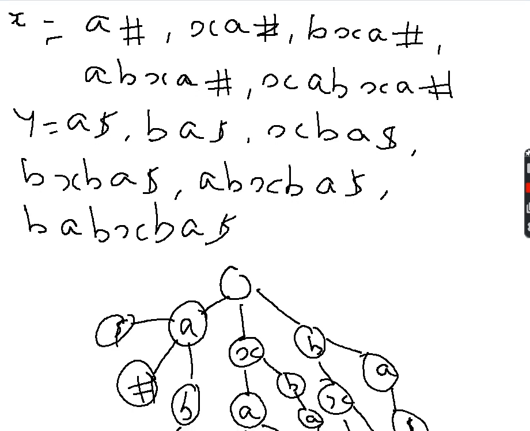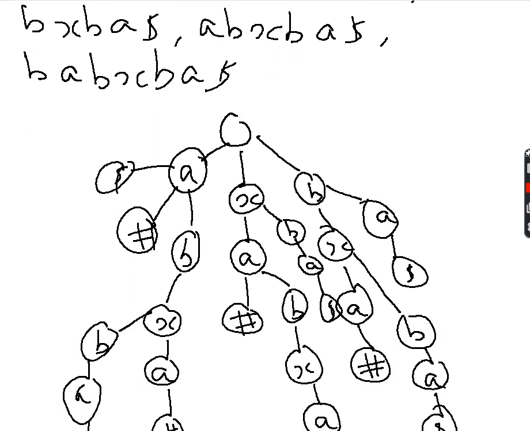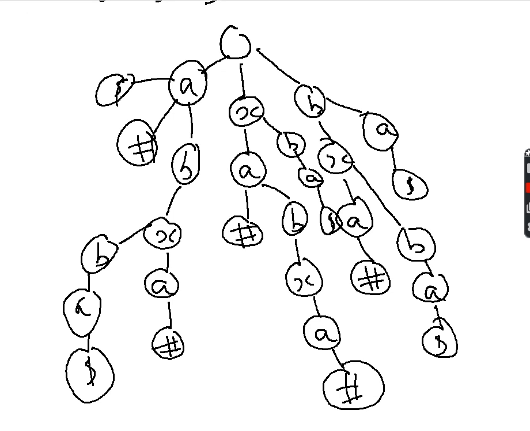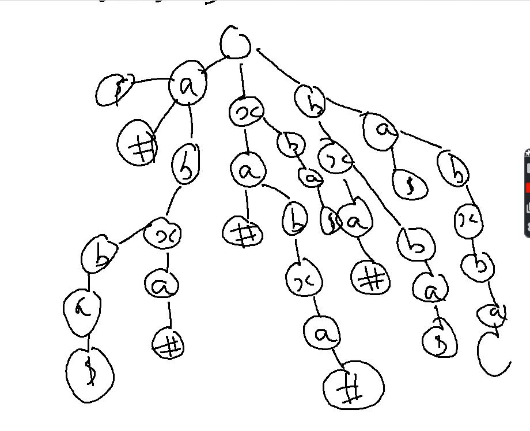And then BXBA. Okay. Then there's a BABX BA dollar. Okay, so now our trie is constructed, a suffix trie for both the strings.